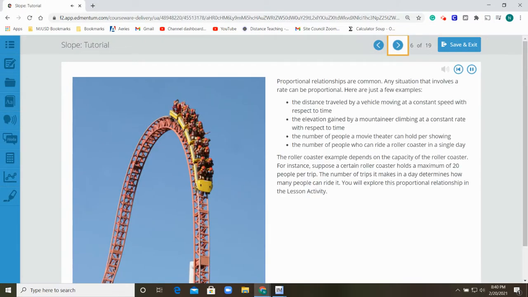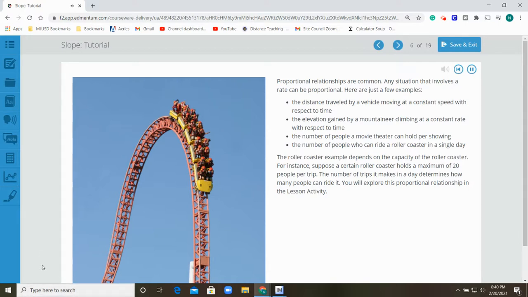Proportional relationships are common. Any situation that involves a rate can be proportional. Here are just a few examples. The distance traveled by a vehicle moving at a constant speed with respect to time. The elevation gained by a mountaineer climbing at a constant rate with respect to time.